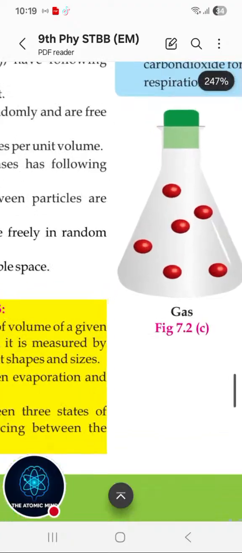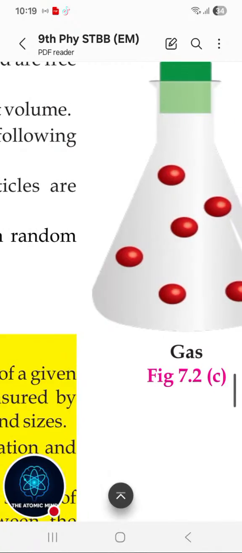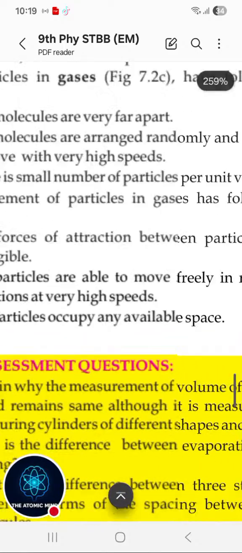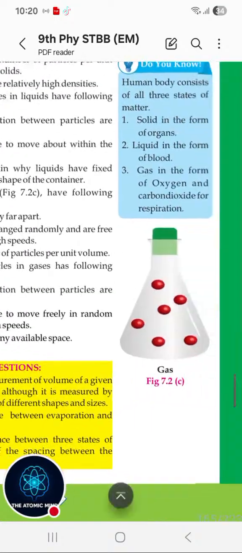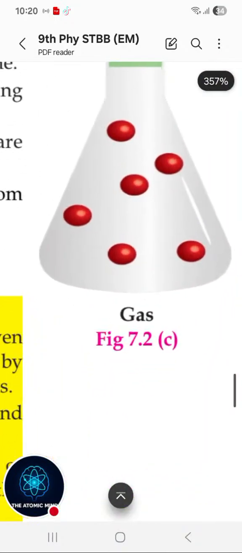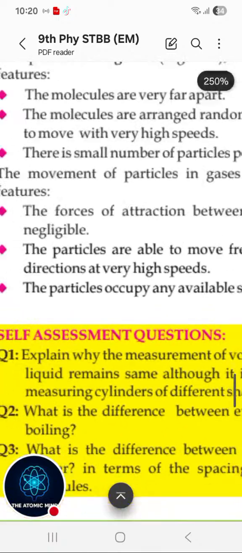They are arranged randomly and they are free to move because they don't have any force of attraction, or only negligible force of attraction. They are moving here and there in the container. There is a small number of particles per unit volume. If we take a unit volume, we can see there is a very small number of particles.